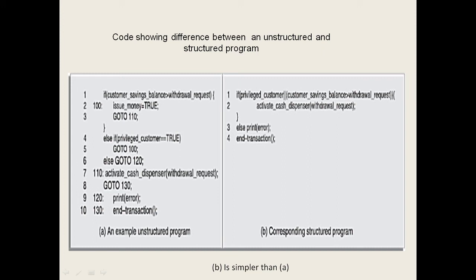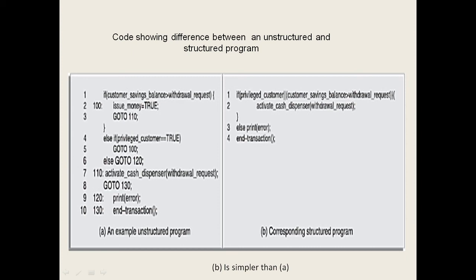And the issue money statement itself is using a label 100, then it uses a go to statement, go to 110. So from that, the flow of execution, the control of execution transfers from the third statement to the seventh statement.